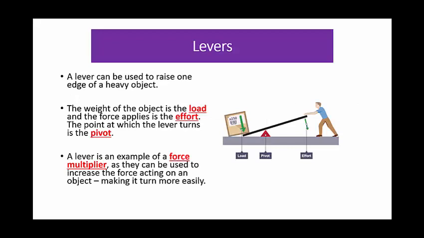Okay, so we call the weight of the object that we're trying to move the load. The force that's applied is called the effort, and the point at which the lever turns is called the pivot. In some diagrams you'll see it as the fulcrum. That's the American way of saying it. We use pivot. And a lever is an example, as we keep saying, of a force multiplier because they can be used to increase the force acting on an object, making it turn more easily.